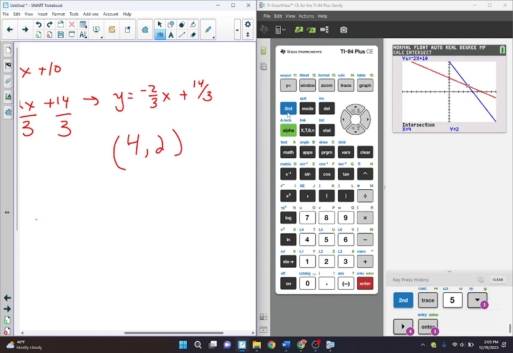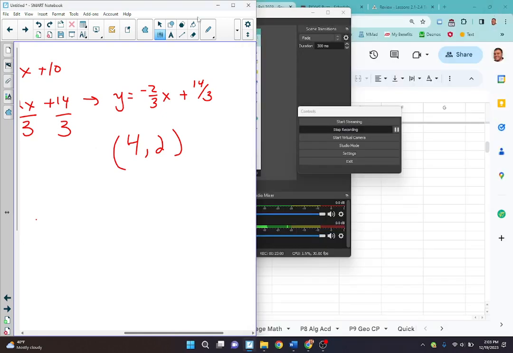Is there anything else in the calculator I can do? Not the word stuff, not the algebra stuff, the graphing stuff, no. Yeah, that's pretty much it. Okay, hope that helps.